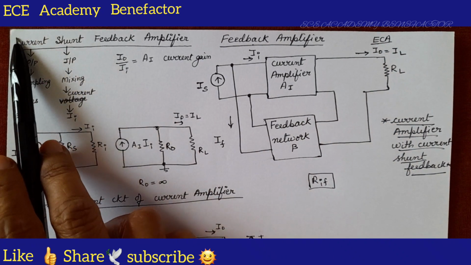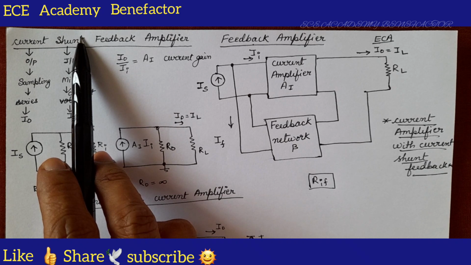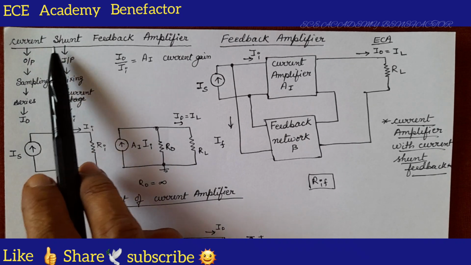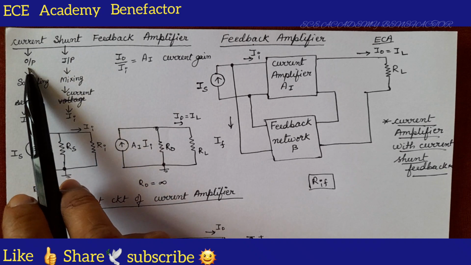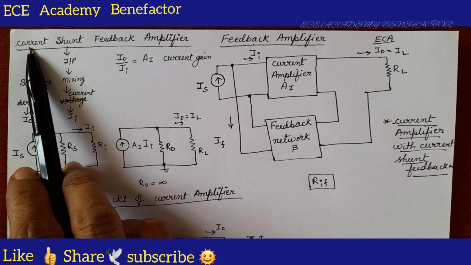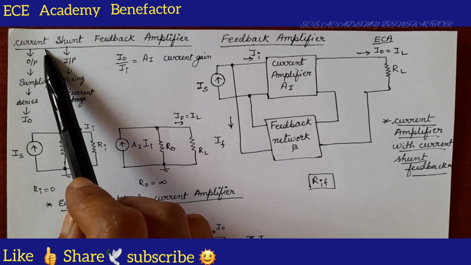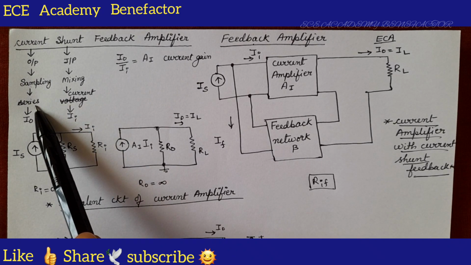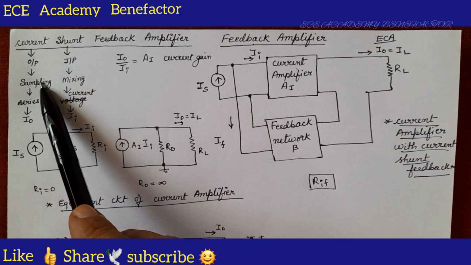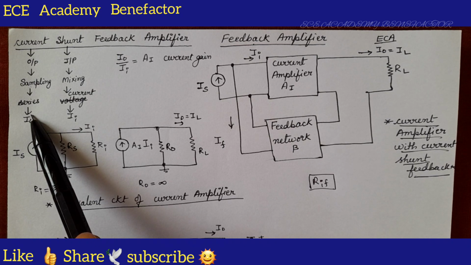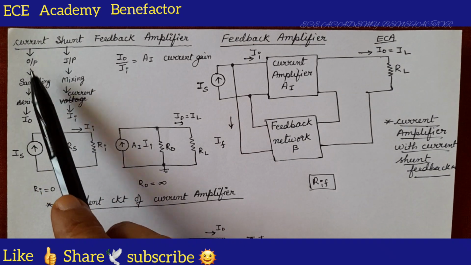The first two words can tell us what is the basic amplifier to be used. Current is the first word, shunt is the second word. The first word tells about the output, the second word tells about the input. At the output side, we do sampling. And what type of sampling is done? Current sampling. If it is current sampling, the connections at the output are series connections. Current is sampled. So, what will be the parameter? Output parameter I0. The current is sampled at the output.